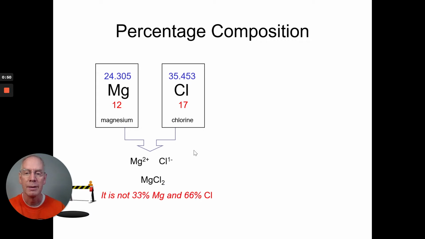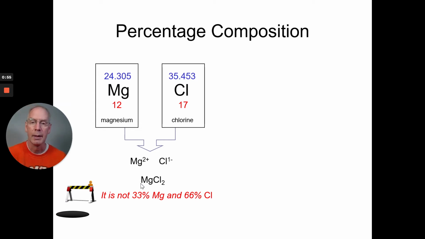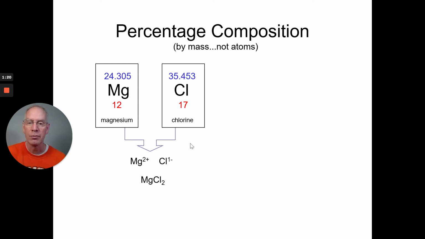Well, it turns out it's not 33 1/3%, all right? And chlorine's not 66.7%, right? So what's going on here? Well, this little manhole cover is open and we don't want to fall in that hole. And this is the hole I'm talking about. So instead, what we have to understand is percent composition is always by mass, not atoms. So this was by atoms when we said 33%, and we want it to be by mass. So let's go ahead and see how that might look.